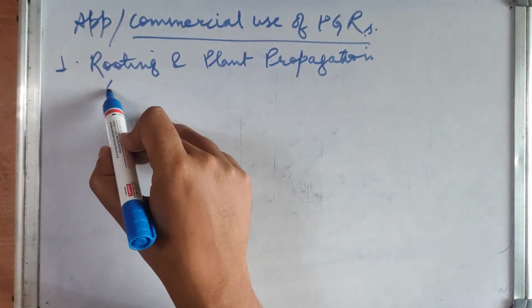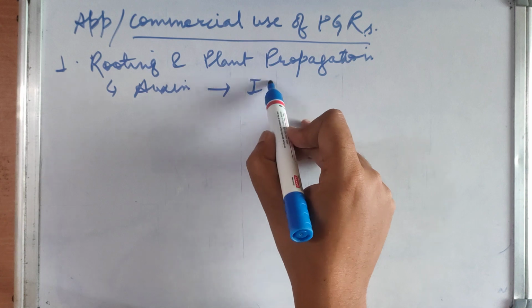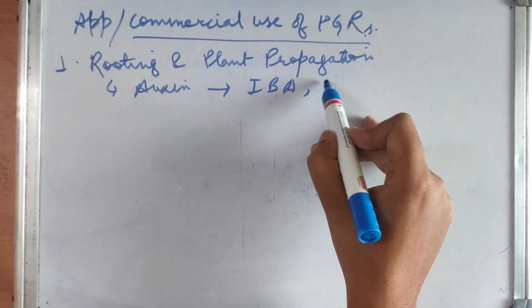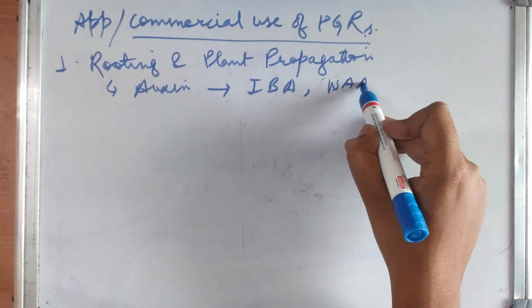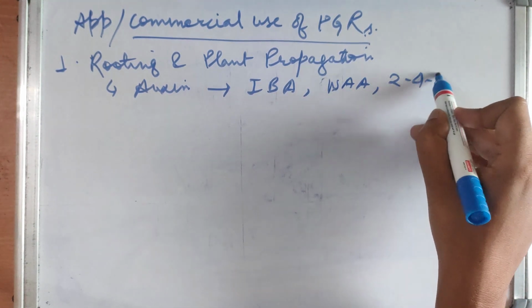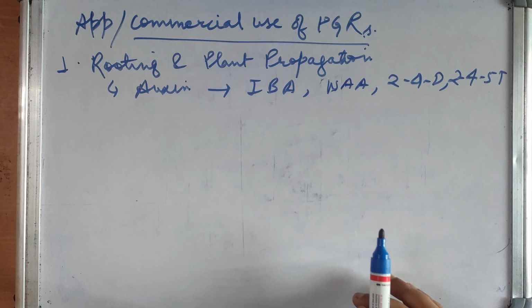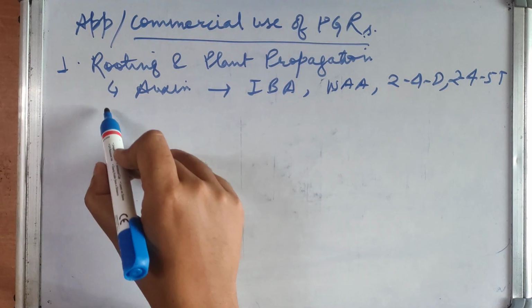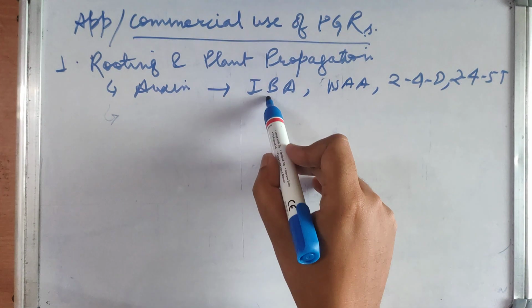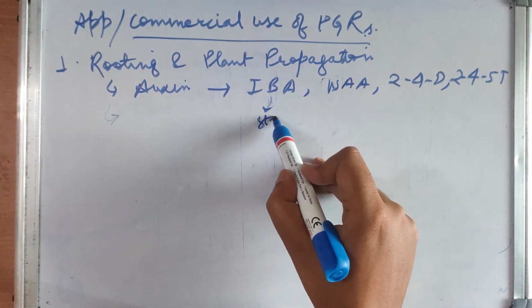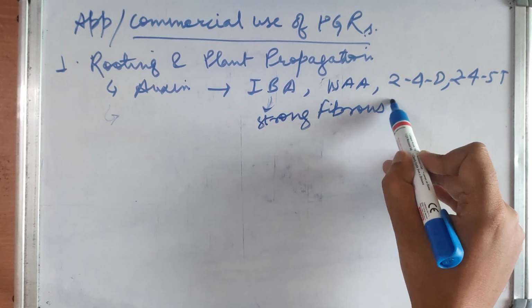Auxins are used here. Examples of auxin: IBA, NAA, 2,4-D, 2,4,5-T. IBA produces a strong fibrous root system.